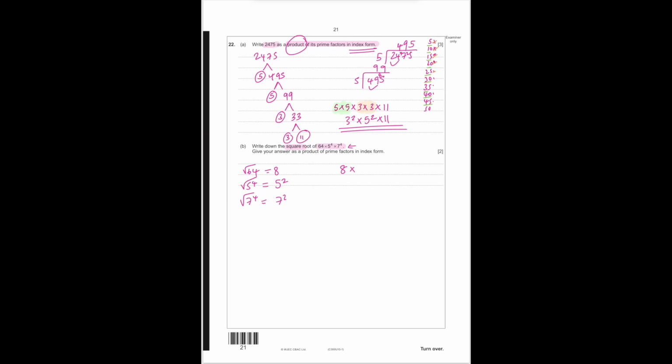So this would be 8 times 5 squared times 7 squared. However, we want it as a product of prime factors, so I need to split 8 into its product of prime factors. So that would be 2 times 4, 2 times 2. So 8 can be written as 2 to the power of 3. And then we've got times by 5 squared times by 7 squared.